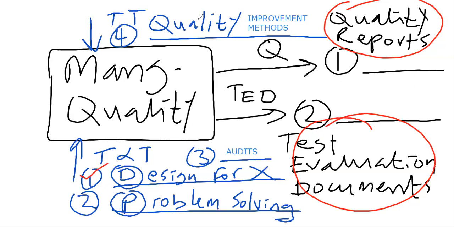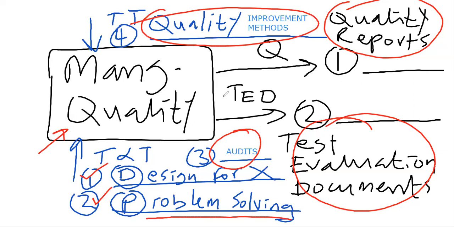What about problem solving? Remember, you're trying to improve your processes. Of course, problem solving is going to help you. Audits need to be used to keep track of what is happening in manage quality. And quality improvement methods, of course, like Six Sigma and other initiatives, can help you improve quality on the project. So there's a reason why all these things are mentioned in every single process.